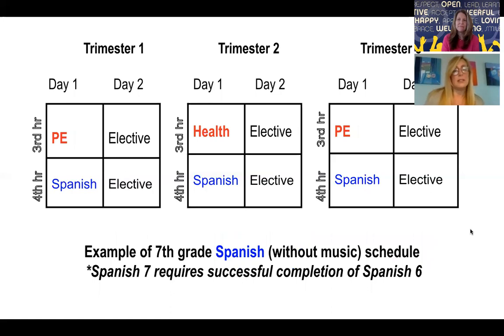And this next example is a student that has decided to continue in Spanish, but not music. So if you look, same time in the middle of the day that you take your electives here, Spanish runs throughout the year, but it does offer this student a couple more electives each term. And then you can see the classes in red for PE and health.